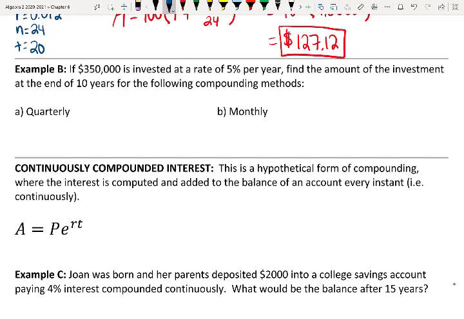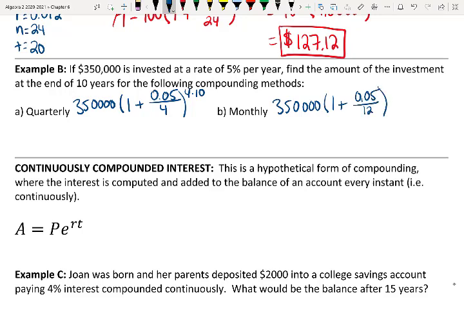So the way that my equations and my formulas will be set up here, my P times (1 plus R over N) to the N times T power. My initial investment is $350,000 times (1 plus 0.05 over 4) to the 4 times 10 power, in this case quarterly is 4. And then over on the monthly side, basically the same thing, it's just that our 4 is going to become a 12. So $350,000 times (1 plus 0.05 over 12) to the 12 times 10th power.